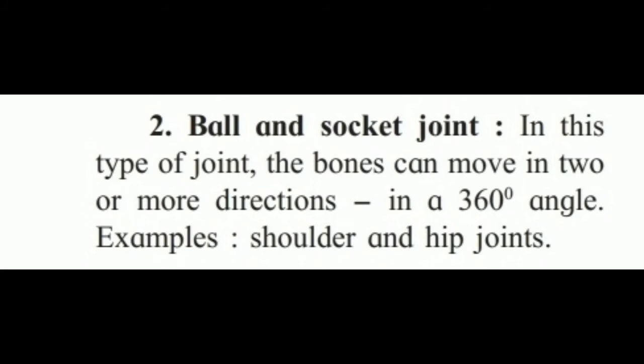Ball and socket joint. In this type of joint, the bones can move in two or more directions. So here they show the movement in a 360-degree angle. Examples: shoulder and hip joint. Okay, we'll observe again a diagram and a video and understand how movement takes place.